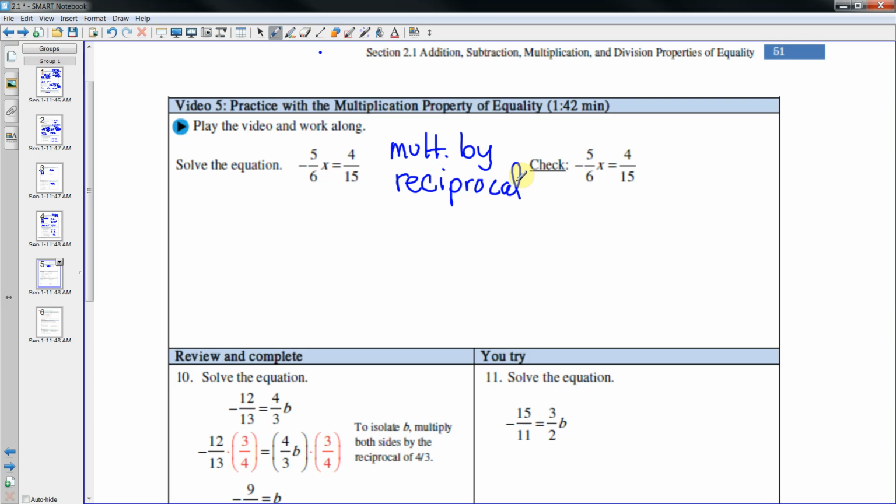Now, in a later chapter, you're going to learn how to clear fractions from equations, and by all means, if you find that way easier on these shorter ones, you may do so. But on these beginning ones, if you just have one fraction with a variable equals one other either number or fraction, then you can just multiply straight by the reciprocal. So if I've got negative 5 over 6x, and I want to cancel that out, I could multiply by negative 6 over 5.